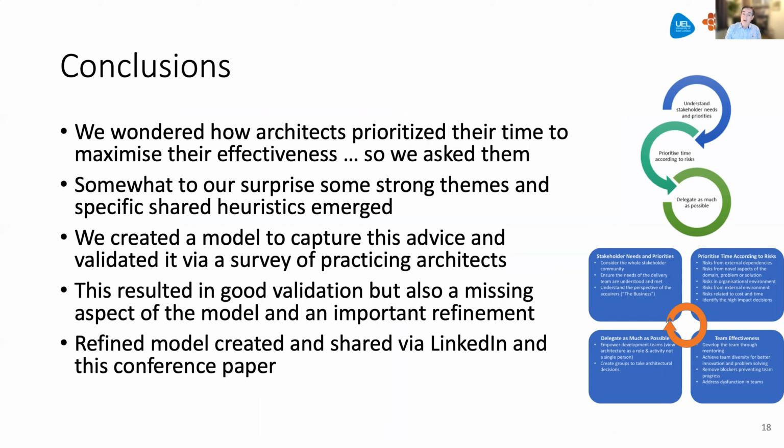This resulted in a good validation of the model, but also it indicated we had work to do. We were missing an important aspect of the model and a couple of important refinements. So we refined the model. It produced the model I've just showed you in one of the 4 quadrants. We shared it via LinkedIn and with this paper for the research community.